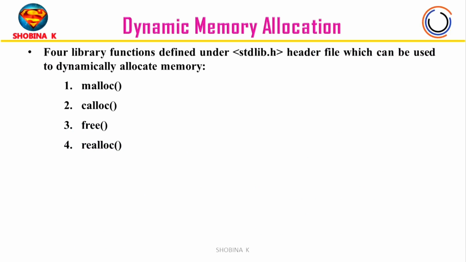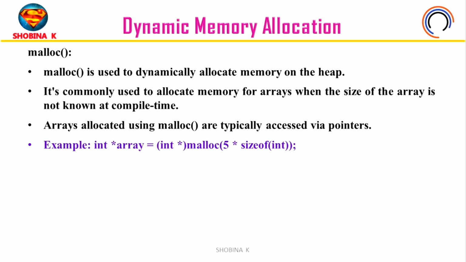We have 4 library functions defined under the stdlib.h header file, which can be used to dynamically allocate memory, which are malloc, calloc, free, realloc. Malloc allocates memory dynamically on the heap. It is commonly used to allocate memory for arrays when the size of the array is not known at compile time. The allocated memory is typically accessed using pointers. And here is an example. I already explained this example. So this function is essential for dynamic memory allocation, especially when you are dealing with arrays whose sizes are determined during the program execution rather than compile time.